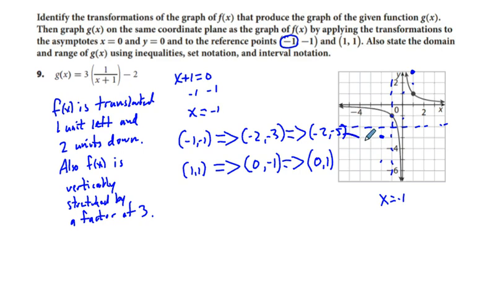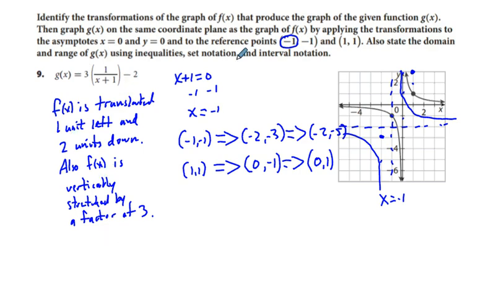I'm going to hit this point down here, and we're going to hit this point up here at 0, 1, and go like this. So that's what it's going to look like. And domain.